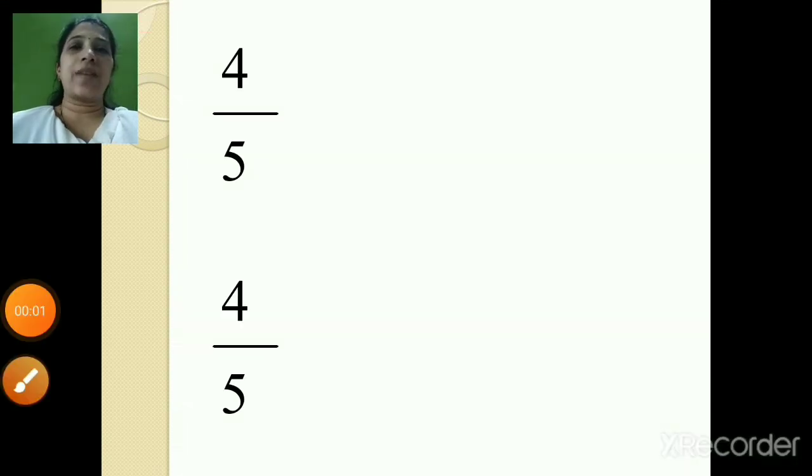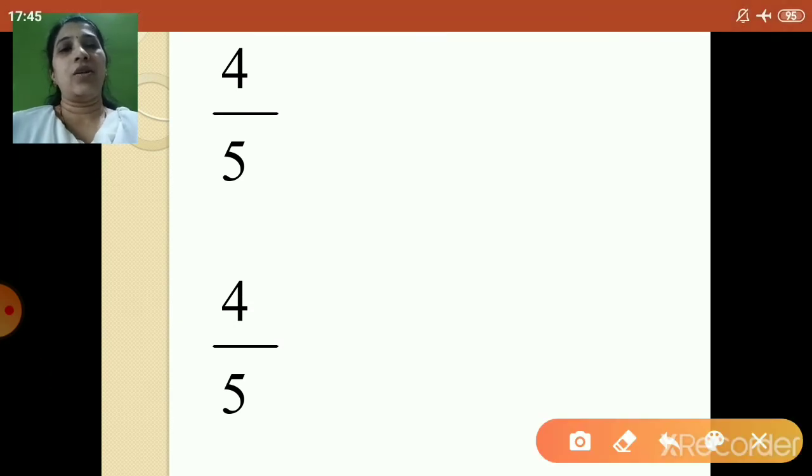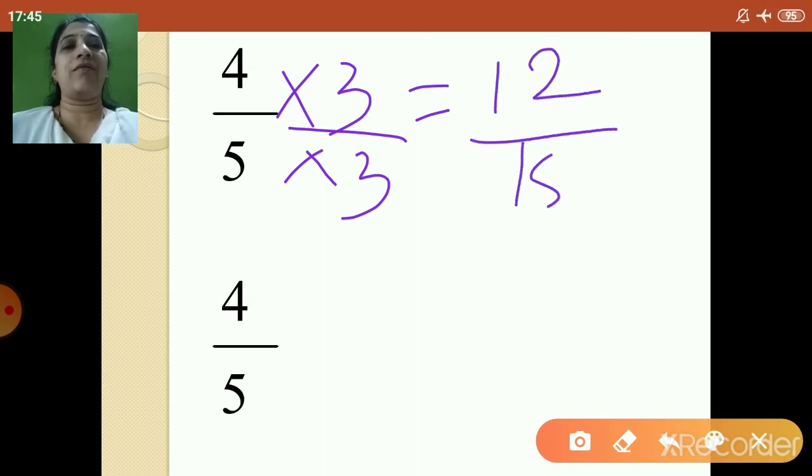So your next fraction is 4 upon 5, right? As I told you children, we can take any number. So I'll start now with 3, right? So what you can do? 4 into 3 upon 5 into 3, right? So 4 3s is what? 12 and 5 3s is 15.